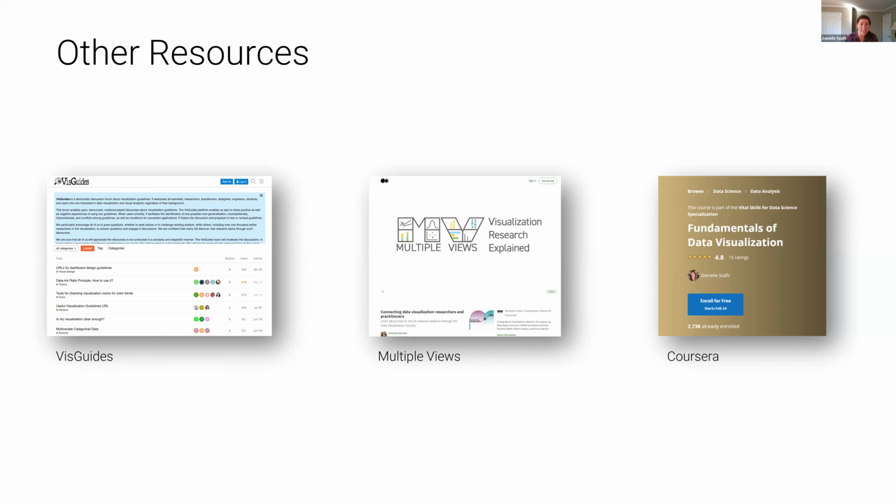If you're up for keeping up with some of the most exciting and new stuff coming out in the field of visualization, Multiple Views is a blog platform that attempts to take the research that's coming out in all these conferences and journals and turn it into something actionable and accessible for people who want to work with their data using the most recent best practice.